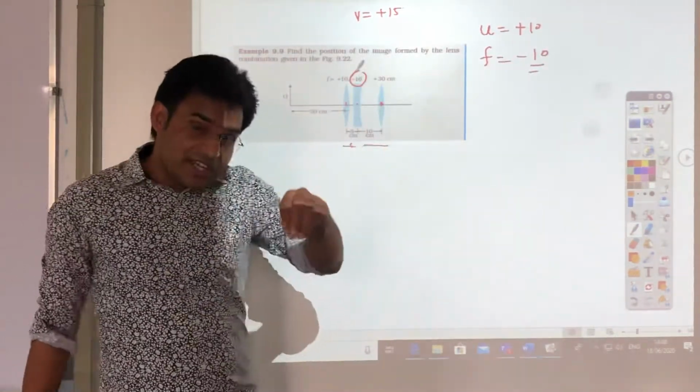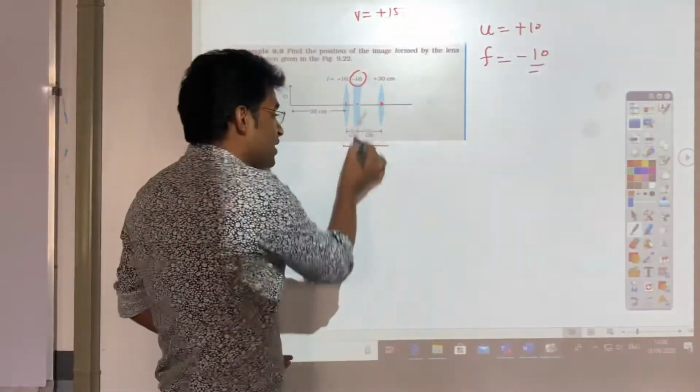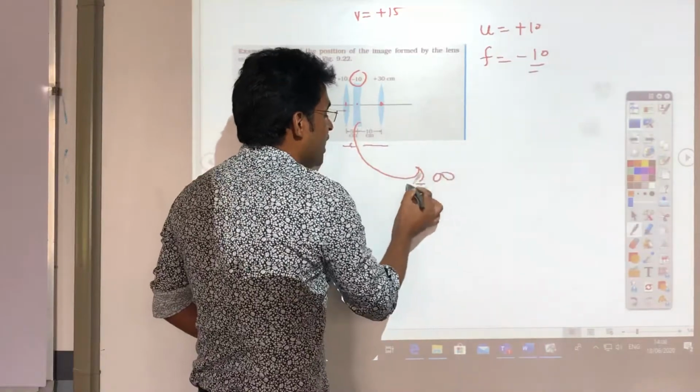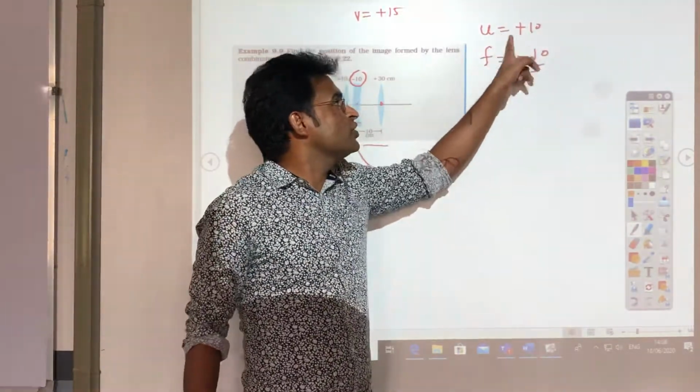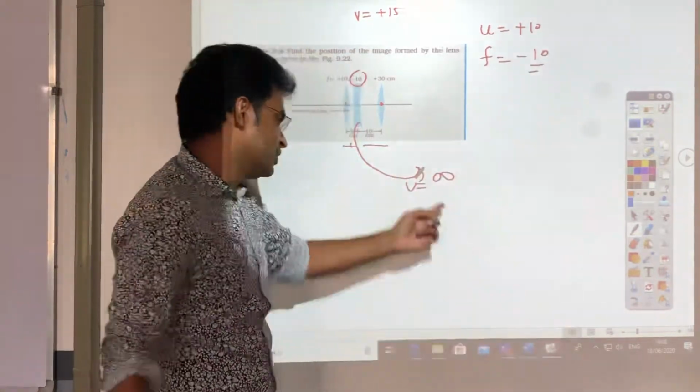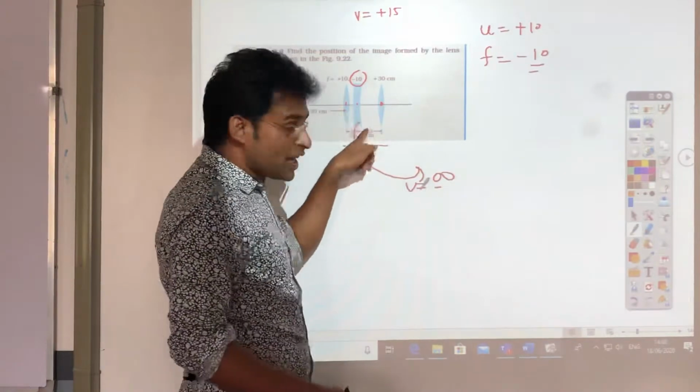So the focal length for the second one is minus 10 and the object distance is 10. If the object is placed at the focus of any lens, where will the image be? At infinity. So where will the image due to the second lens be? Infinity. Why? Because the object will be at the focus of the second lens, since the object distance is 10 and the focal length is also 10. So v will be infinity, and the image by the second one will be at infinity.